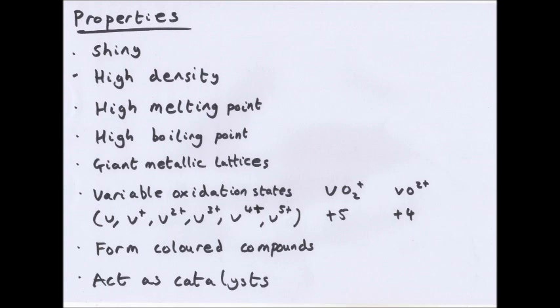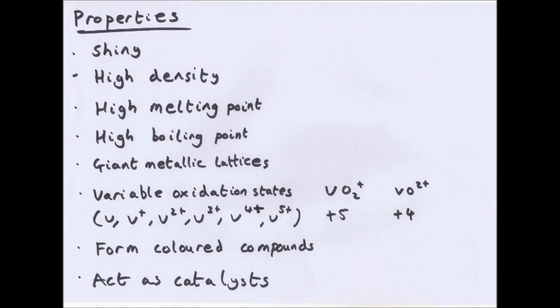If you remember oxidation numbers from AS Unit 1, you should remember what they are. As an example here, vanadium can form V+, V2+, V3+, V4+, and V5+ ions. And I've given 2 examples of compounds vanadium forms: VO2+ and VO2+ with different charges. You can see the difference.